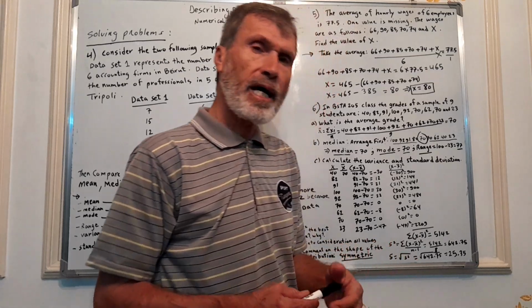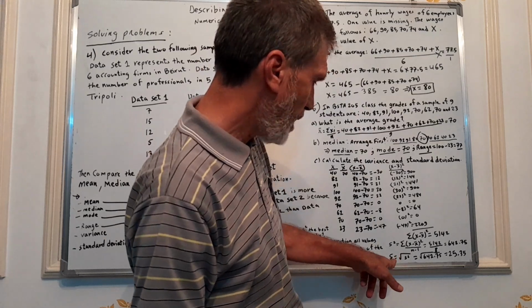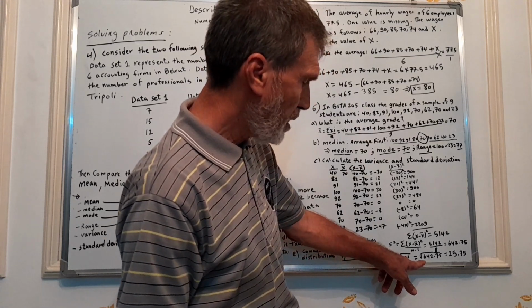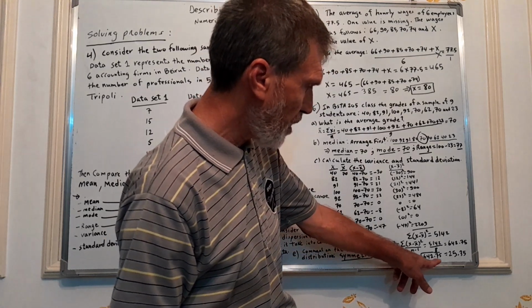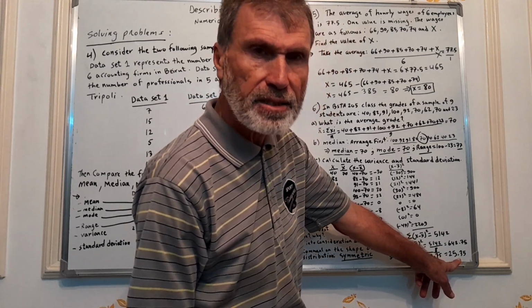Now, to get the standard deviation, all I have to do is take the square root of the variance. I come up with s equal to the square root of s squared, which is equal to the square root of 642.75, which is equal to 25.35. This is the standard deviation.